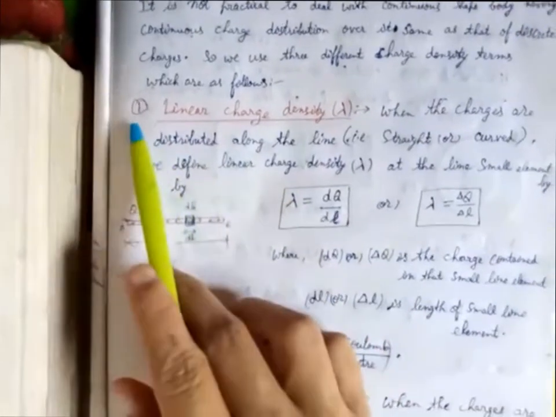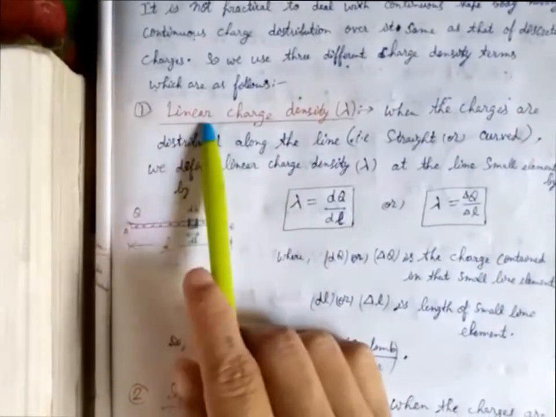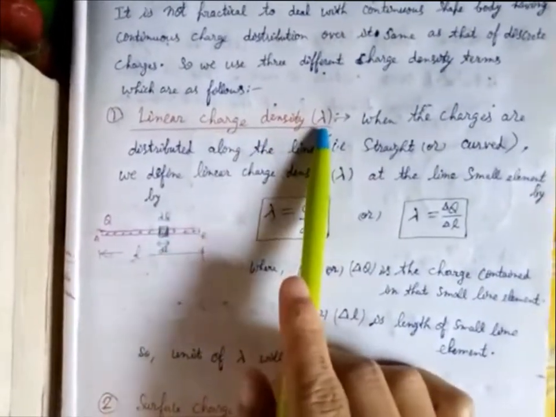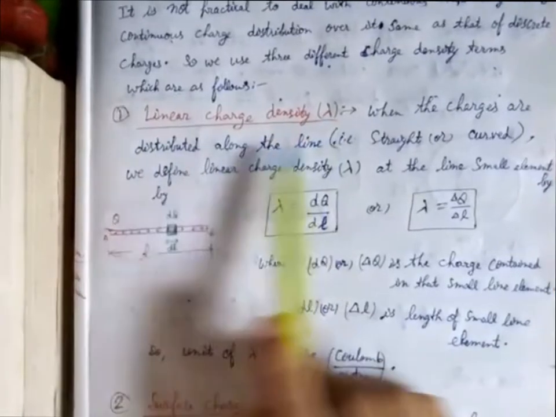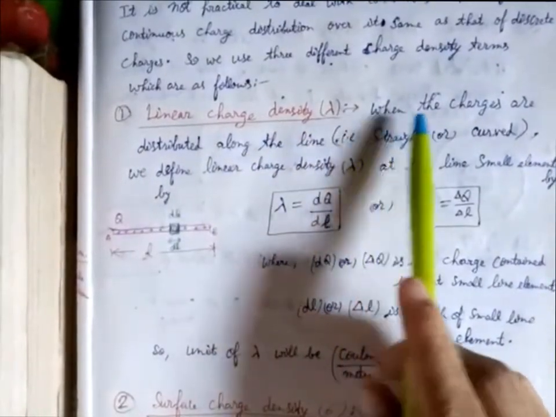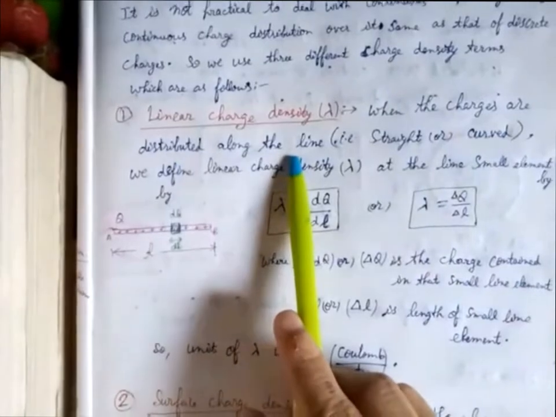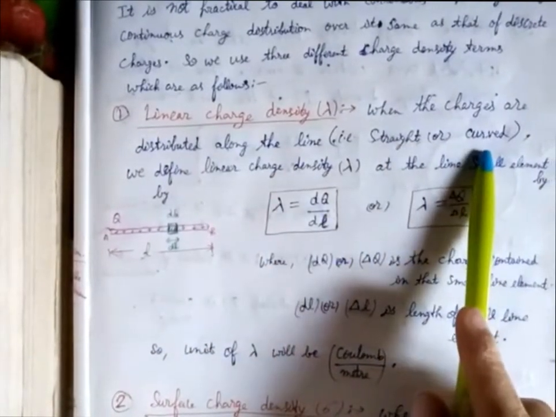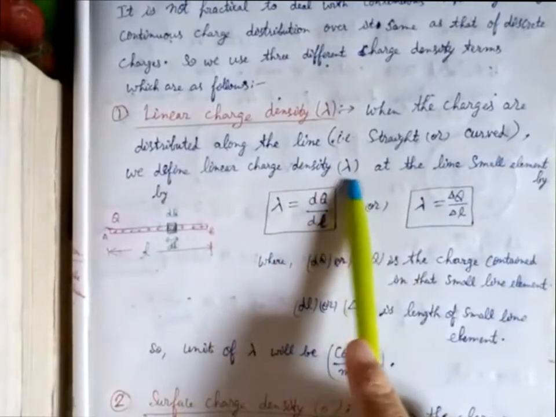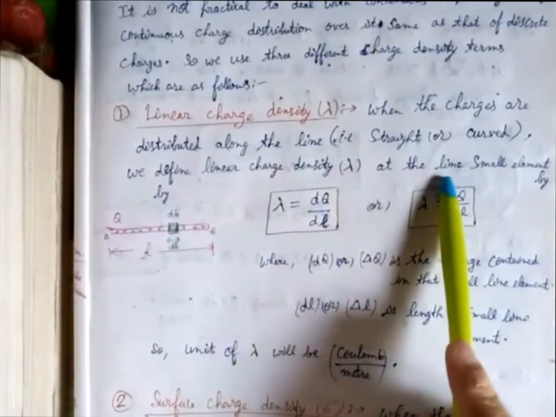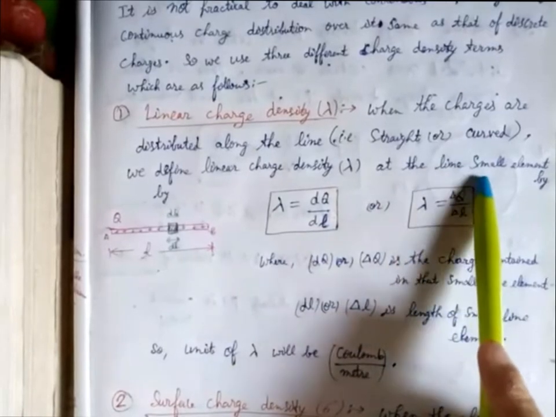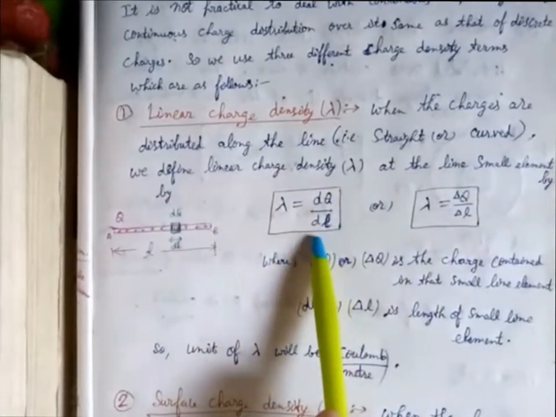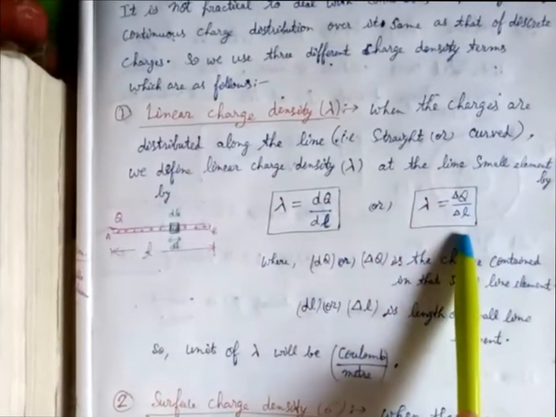So the first charge density is linear charge density. It is represented by lambda. It says that when the charges are distributed along a line, that is straight or curved, then we define the linear charge density lambda at a small line element, that is lambda is equal to dq by dl, or lambda is equal to delta q by delta l.